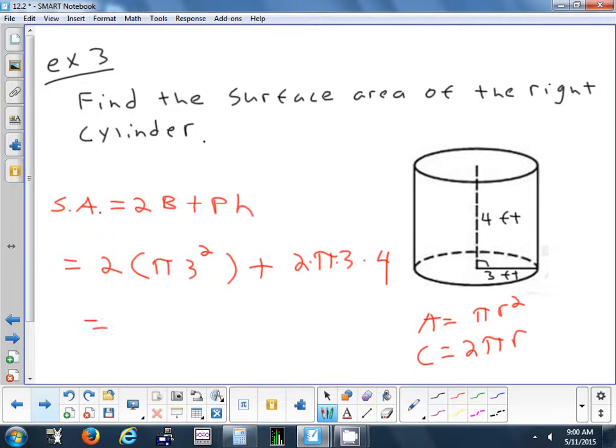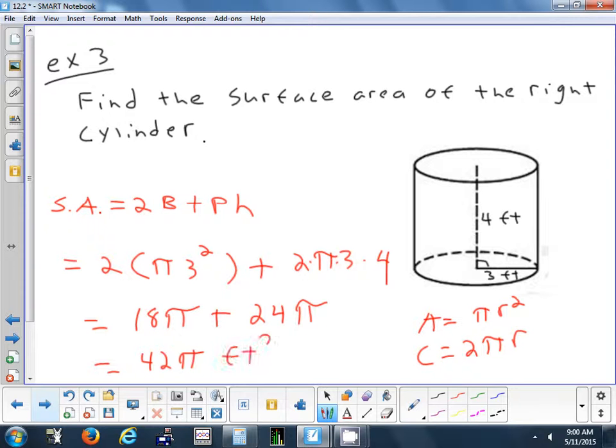So this first part, 3 squared is 9. 9 times 2 gives me 18. A lot of times, they're going to leave the answer in terms of pi. It's 18 times pi, plus 2 times 3 is 6. 6 times 4 is 24. 24 and 18 is 42. That's the surface area, 42 pi.